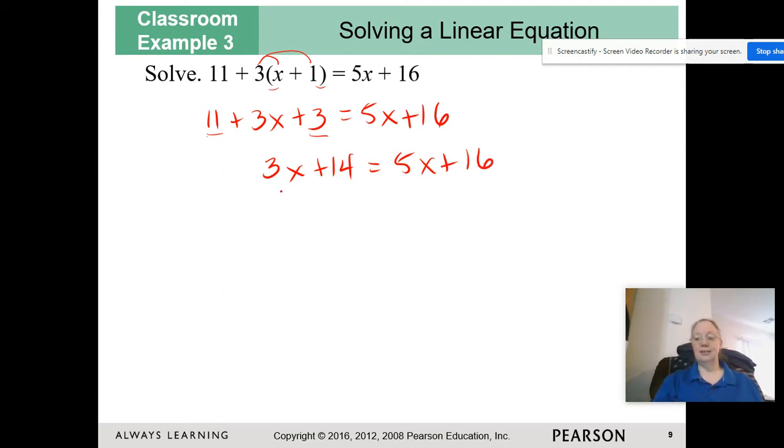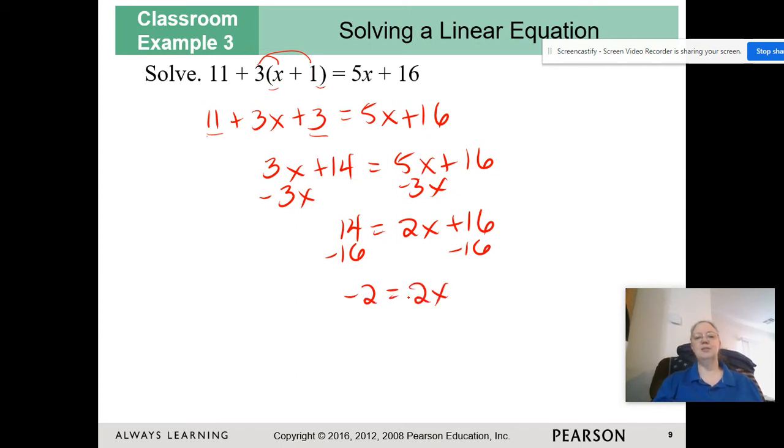Now I could either, so we want to get the x's together. Before the constant, we do the x's. So if I subtract 3x, notice my 5x is bigger, which will give us a positive x, which is always easier. It's not the only way, it's just a little bit easier. So 2x plus 16. Now we're going to deal with the constant. Opposite of add is subtract. So we have negative 2 is equal to 2x. 2 times x, opposite of multiply is divide. And we get x is equal to negative 1.